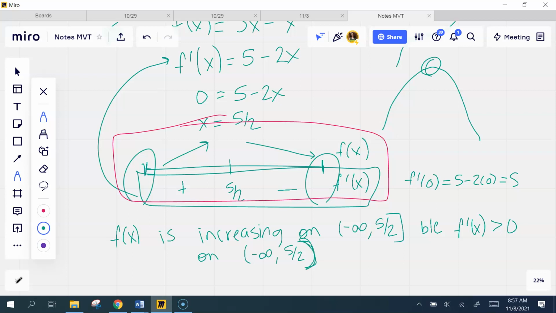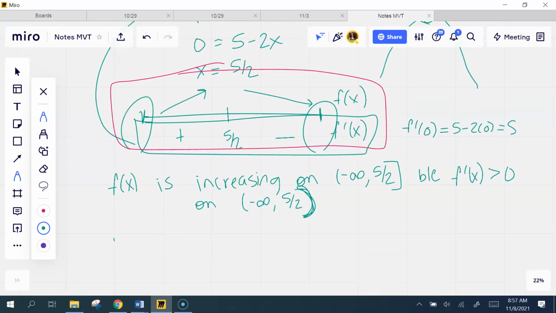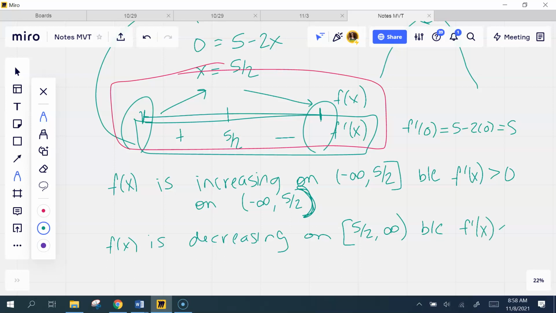Same thing, but now I named the decreasing interval, so now f of x is decreasing on 5/2 to infinity. Why is it decreasing there? Because the value. That's exactly right. You are learning. You're doing very well today. I'm impressed.